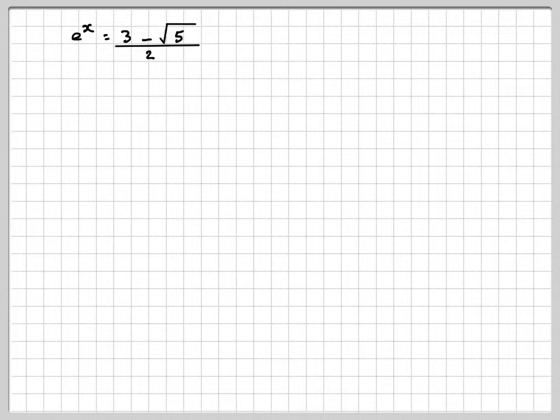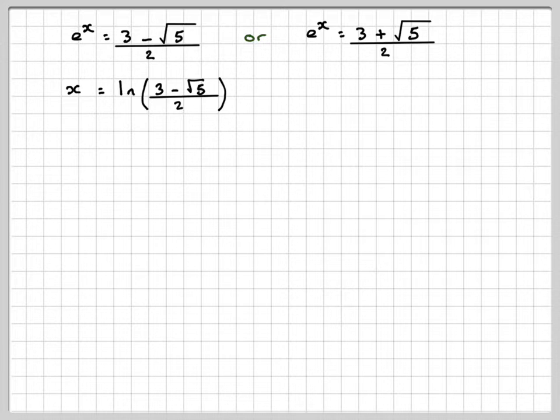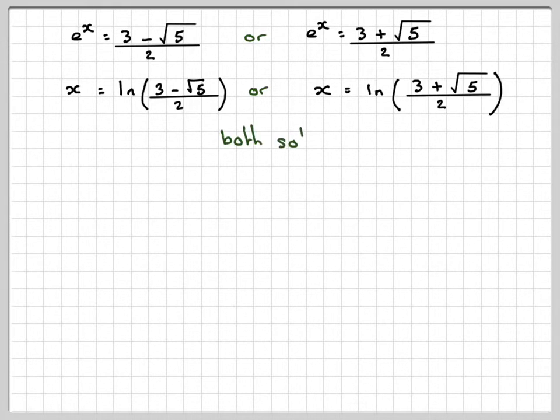Right, so we've got e^x is equal to (3 minus root 5)/2, or e^x is (3 plus root 5)/2, which will give that x is equal to ln of (3 minus root 5)/2. Now that's okay because root 5 is less than 3, so that will be positive, so we'll be able to take the ln, or ln of (3 plus root 5)/2.